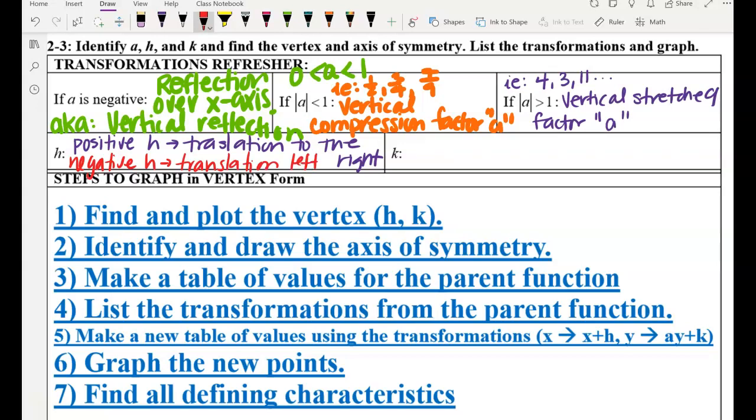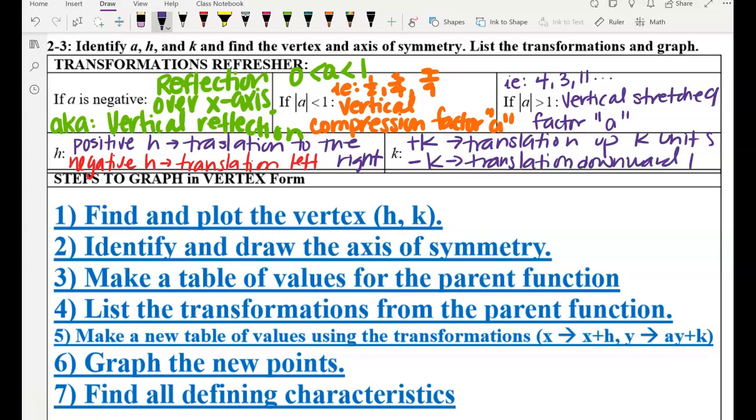h units. Then similarly to the k value, if you guys have a positive k, instead of left or right, k is going to go up and down. So translation up, k units, whatever that may be. Okay. And then negative k is going to go down. So translation downward, k units.